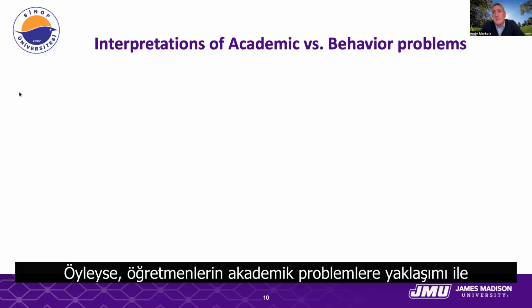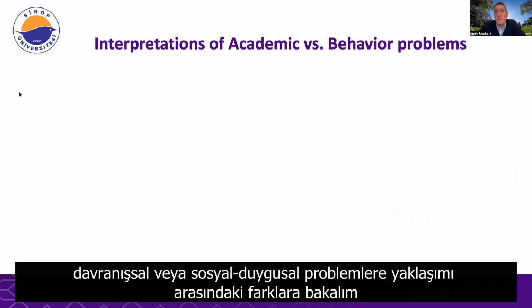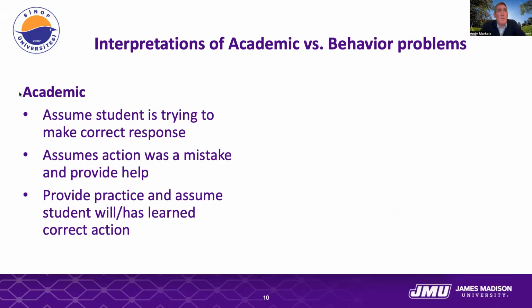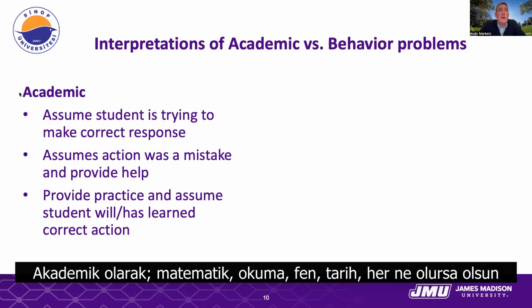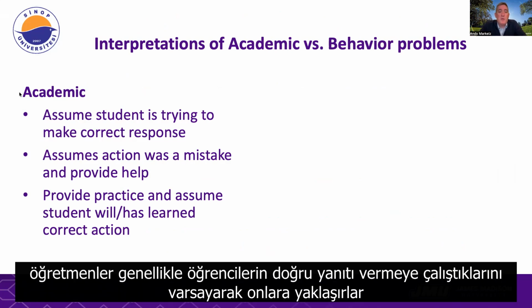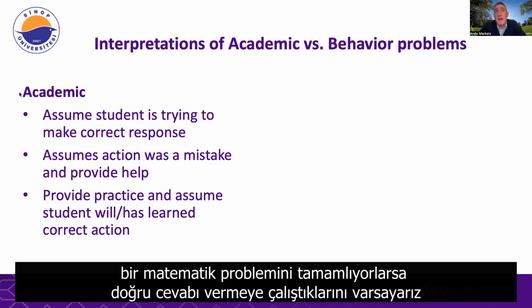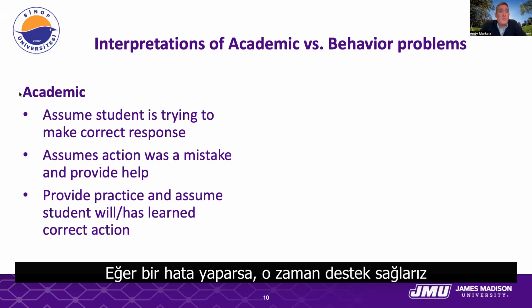So let's look at the differences between how teachers often approach academic problems versus behavioral, sort of social emotional problems. Academically, when we're teaching math, reading, science, history, whatever it may be, teachers generally approach students by assuming that they're trying to make the correct response. If they're completing a math problem, we assume they're trying to get the right answer. If there was a mistake, then we provide practice.